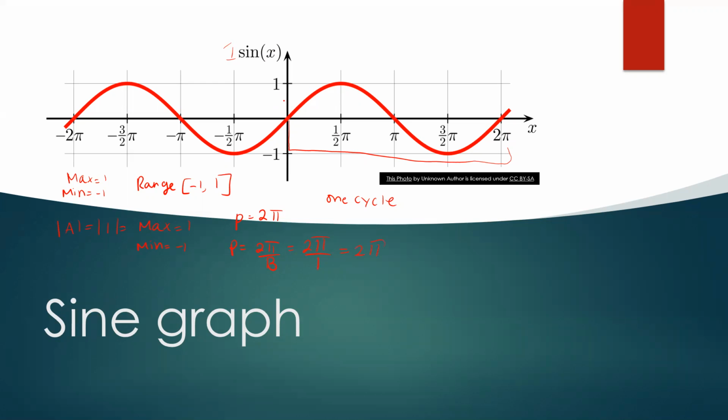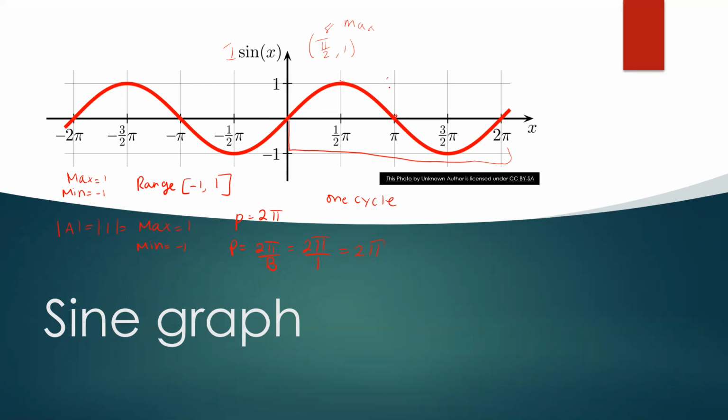So just remember, a regular, typical sine graph starts at the origin, 0, 0. And then you have a max. This is your max, pi over 2, comma 1, right? That's your max. So origin, max, and then midpoint.